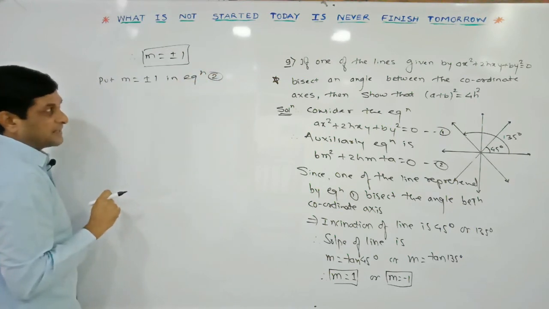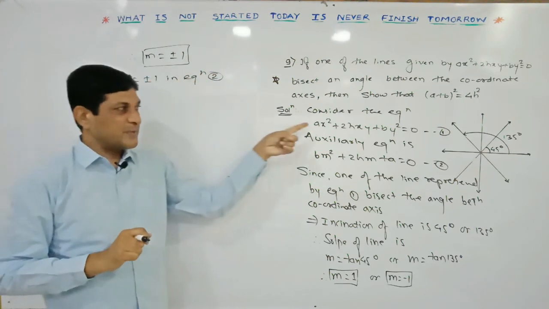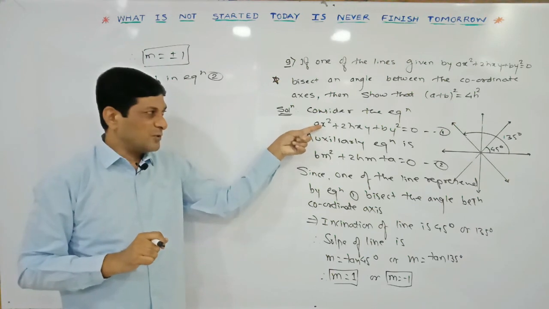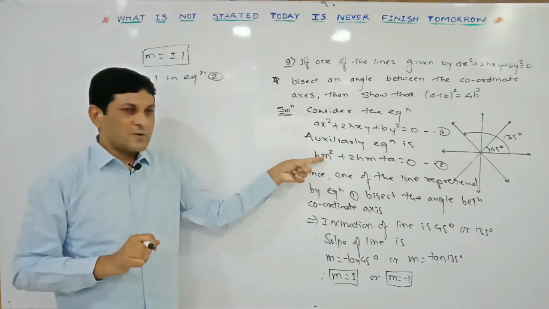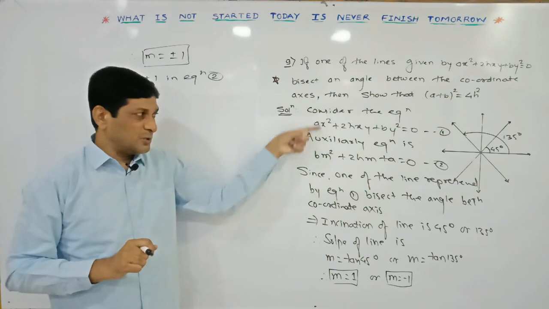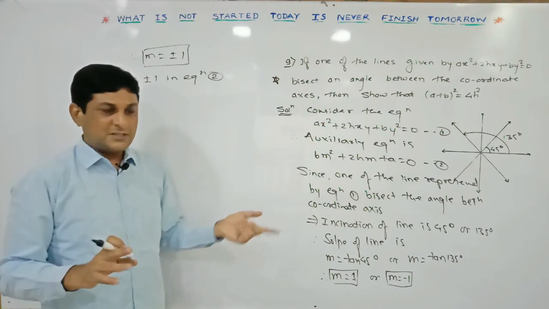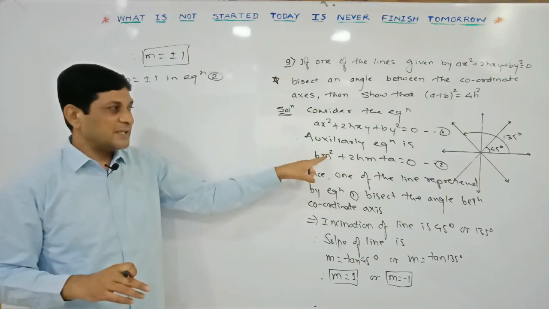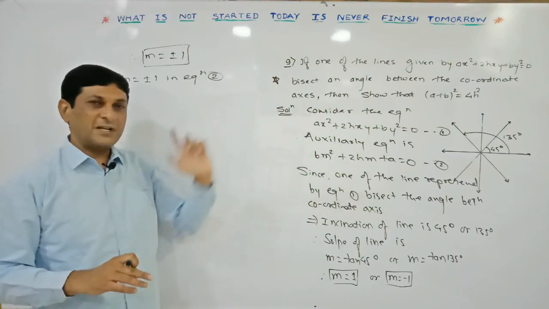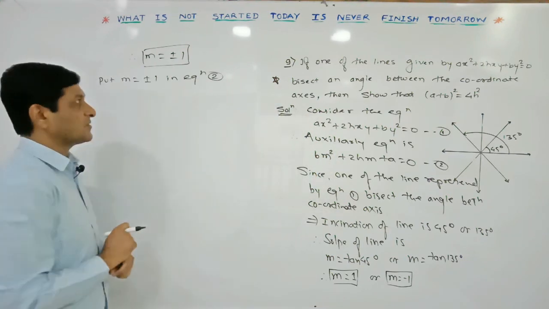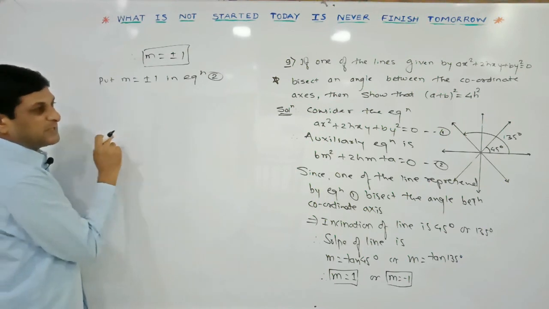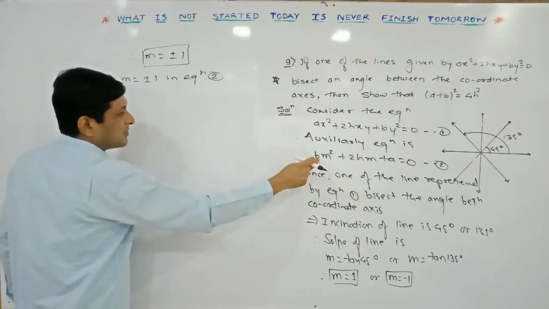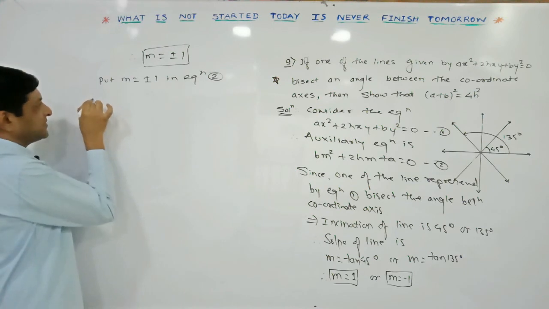Let us see what we'll get, because this is the slope of the line represented by the homogeneous equation. This homogeneous equation we have simply converted into the auxiliary equation. Both equations are one and the same, we have just converted it in terms of slope. After replacing m by y by x and simplifying, we get the same equation. Already we have discussed it. So now we are substituting m equal to plus or minus 1 in this equation.